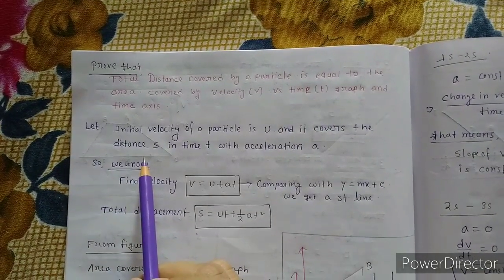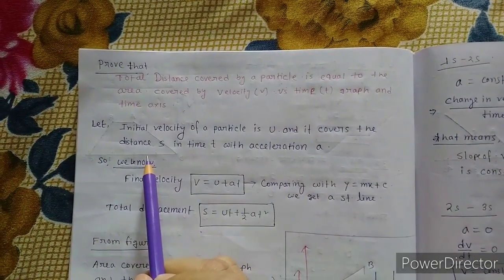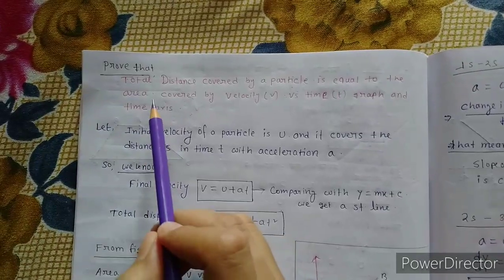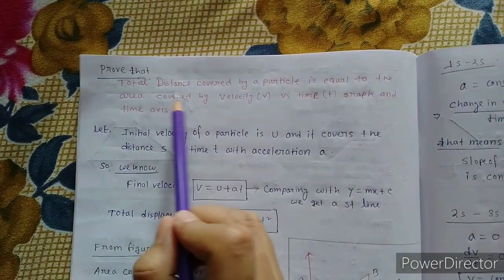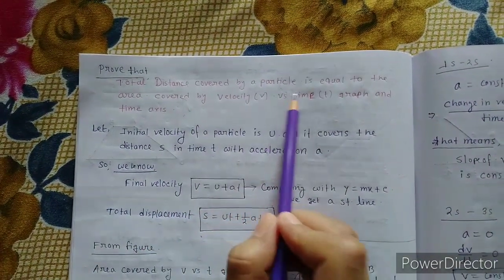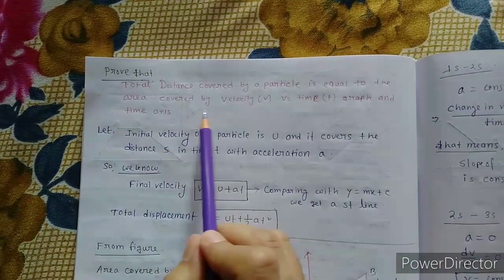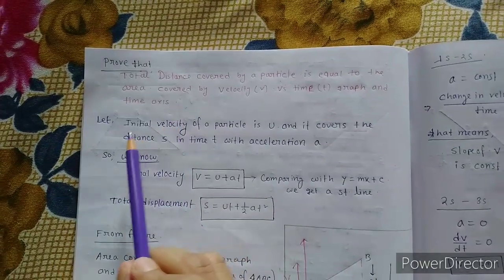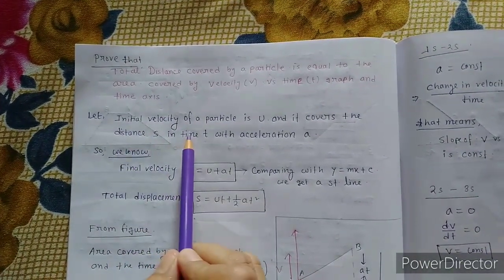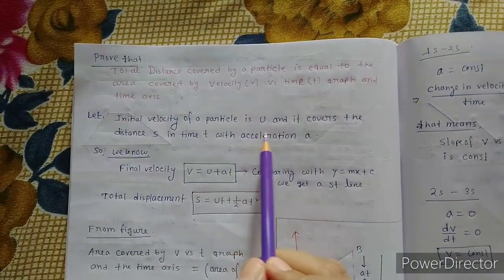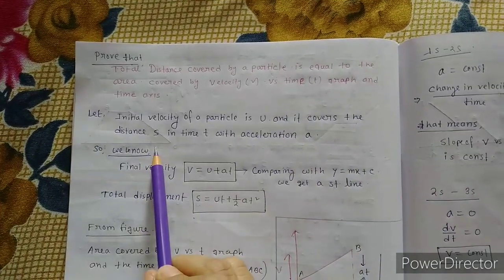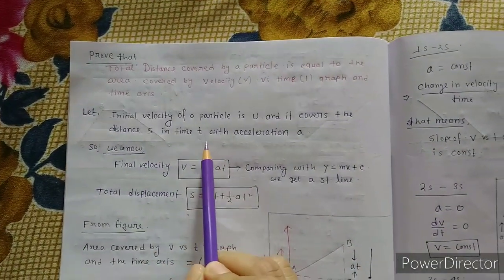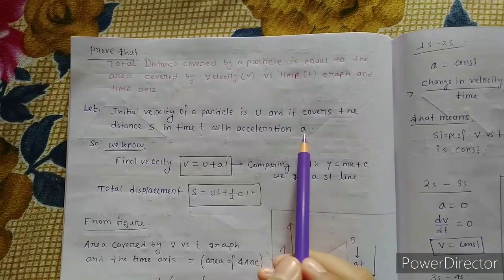Today I discuss the problem based on motion. So let's start. At first we prove total distance covered by a particle is equal to the area covered by the velocity versus time graph and the time axis. Let the initial velocity of a particle be u and it covers the distance s in time t, and the acceleration of the particle is a.